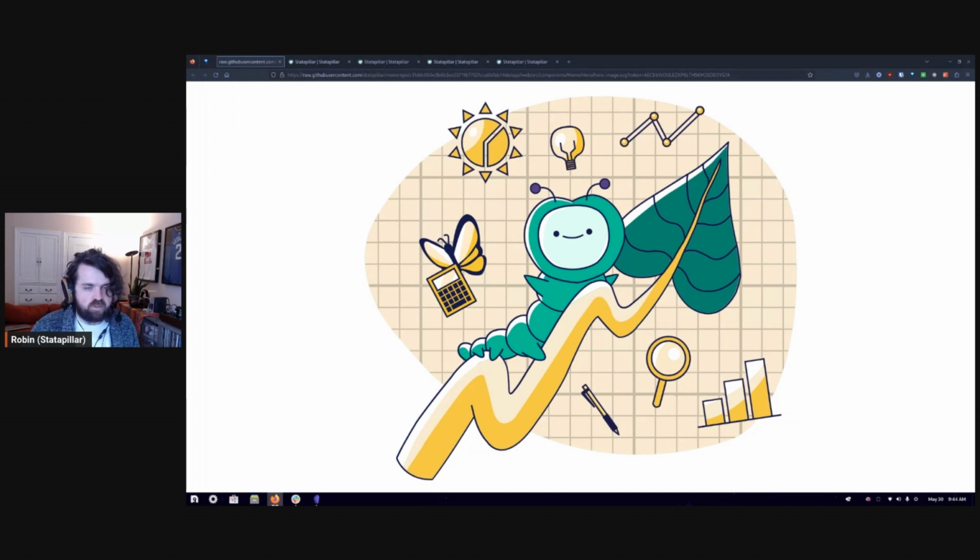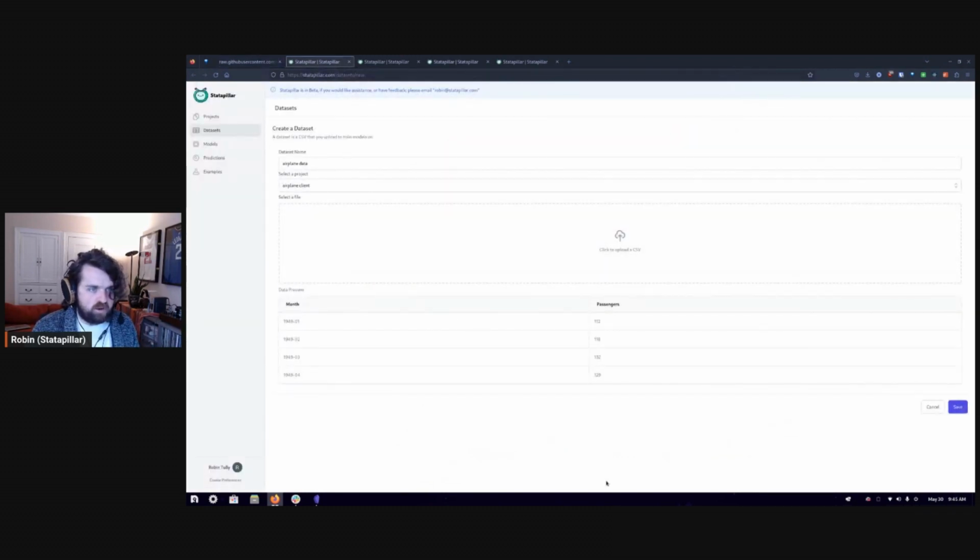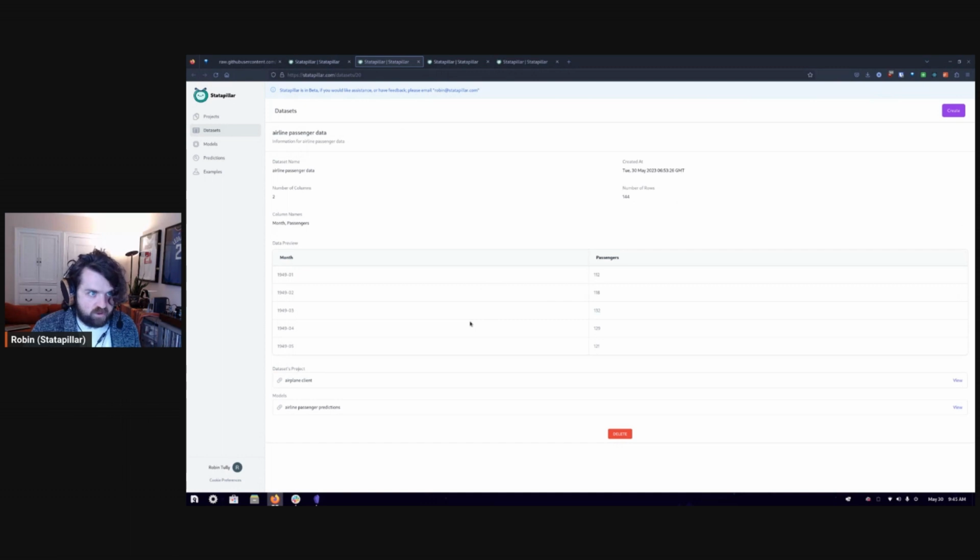For this example, the thing we're going to be trying to predict is airline traffic. So we have monthly data about airline traffic that we've seen. We upload the data in this kind of form in Statapillar. We see the date, and we have 112,000 passengers in 1949. This is just a data preview, but we have a full data set that we uploaded with this form. We have the data view page where we see that we did have 144 rows of this data.